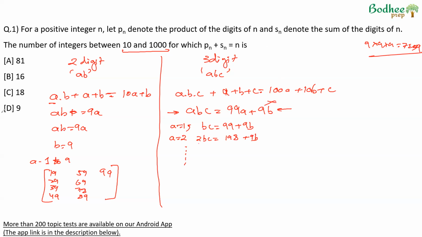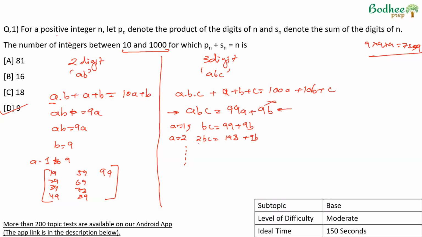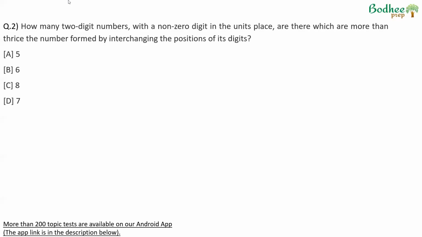So how many such numbers are possible? Option D, 9 becomes the answer. In terms of level of difficulty, I'd say moderate to difficult, maybe not conceptually, but the solution might be challenging, and therefore 2.5 to 3 minutes to solve the question.